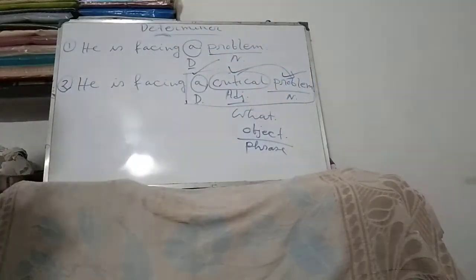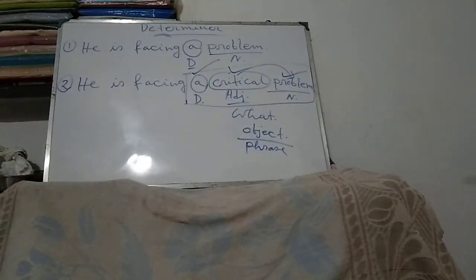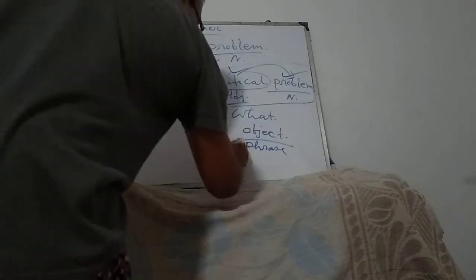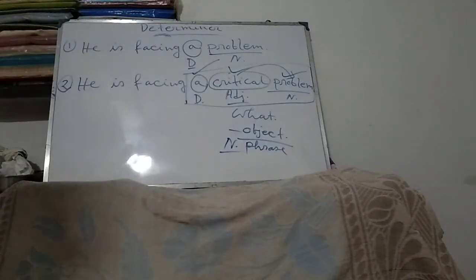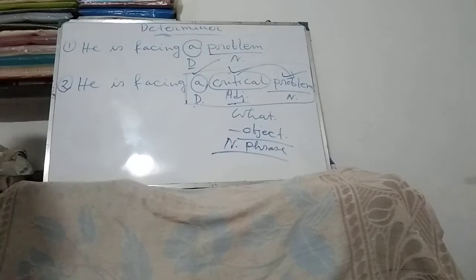That's why in your book a point is given, adjectives and determiners are parts of a noun phrase. This is totally a noun phrase because it is doing the work of noun, because it is acting as object. And here determiners and adjectives and also noun, they are the parts of this noun phrase.